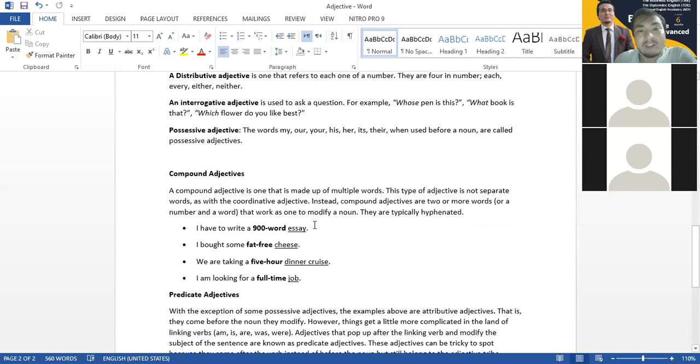Now what is compound adjective? Compound adjective means what? When you are making double words. When you are using the 2 double words, that is called what? Compound adjectives. For example, 900 word essay, fat free, 5 hour, full time, excellent boy. Now these are what? Compound adjectives.